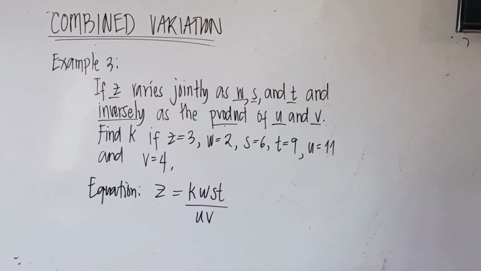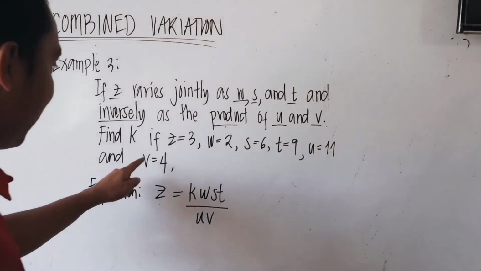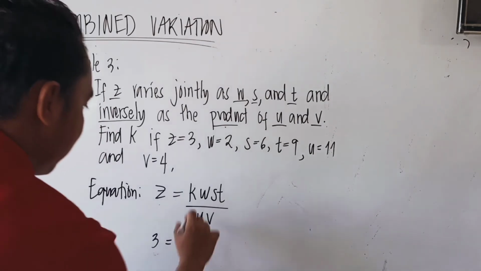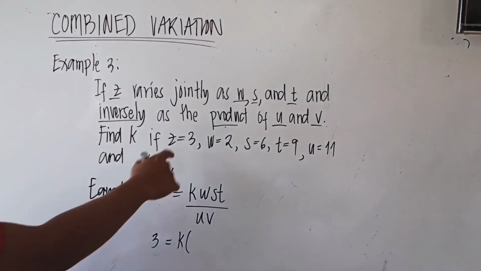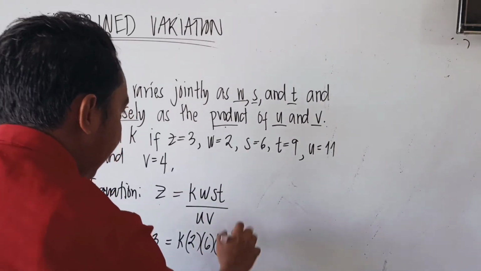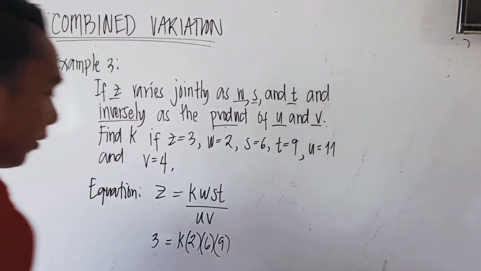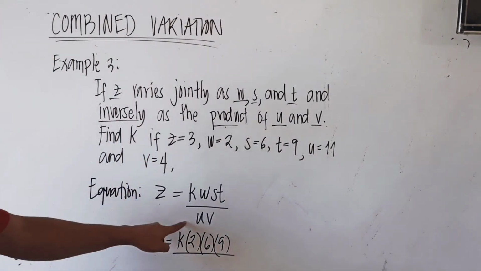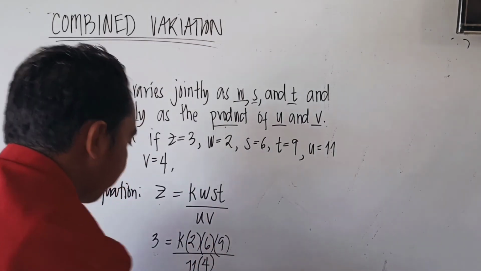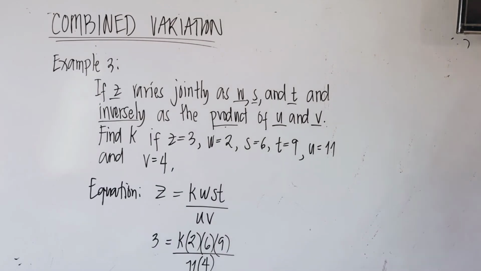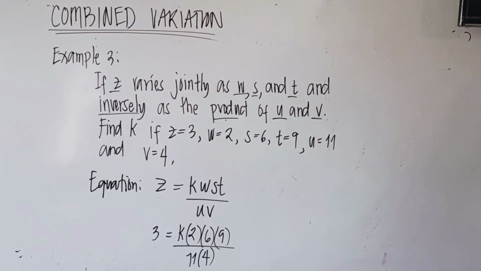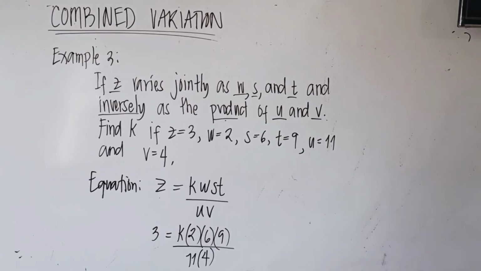Okay, so ayan po yung equation natin sa example number 3. So now, substitution. Z is 3, so substitution na, 3 equals K, and then W is 2, S is 6, and then T is 9, all over U is 11 and then V is 4. So bali ganyan na po yung equation natin. 3 equals K times 2 times 9 times 6 all over 11 times 4.